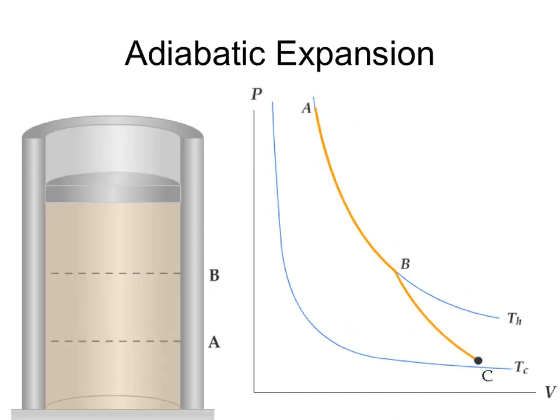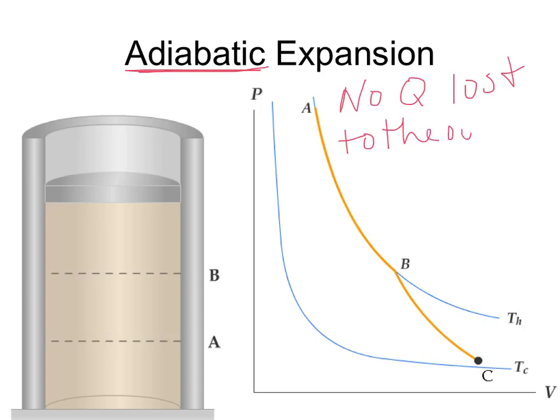Okay, then this is what we call adiabatic expansion. And this may be a new term. Adiabatic simply means that the work done on the system occurs without any energy loss to the outside. So there's no energy, no heat lost to the outside environment. Any change in the internal energy of the gas is going to be completely due to work being done on the system. So there's no energy loss to the environment.